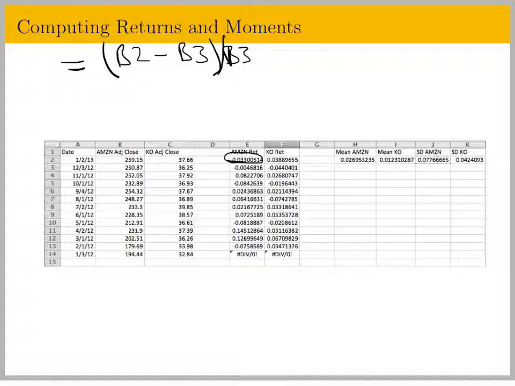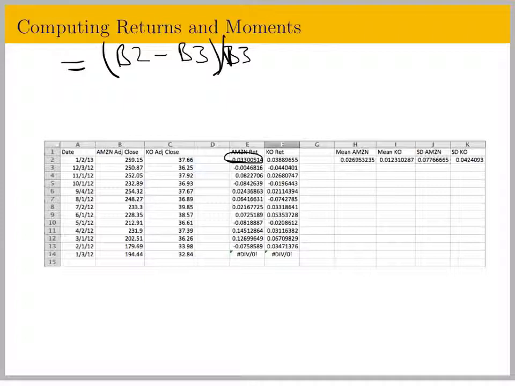And what that does is it says, take the value in cell B2, which is 259, subtract the value in cell B3, which is 250, and then divide by the cell in B3, which is 250, which is exactly what the return is. It's the price at the end of the period that we want to consider minus the price at the beginning divided by the price at the beginning. And it turns out that return is about 3.3%.